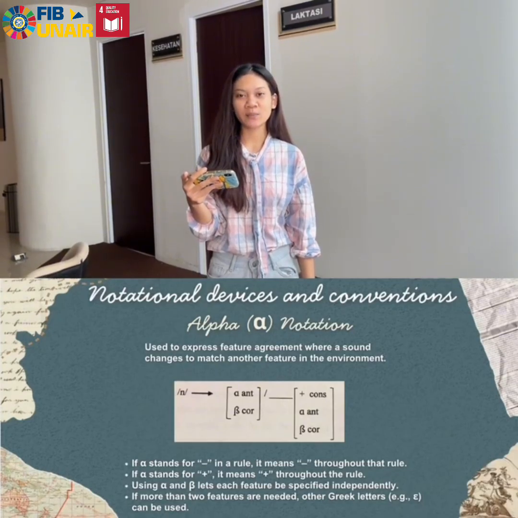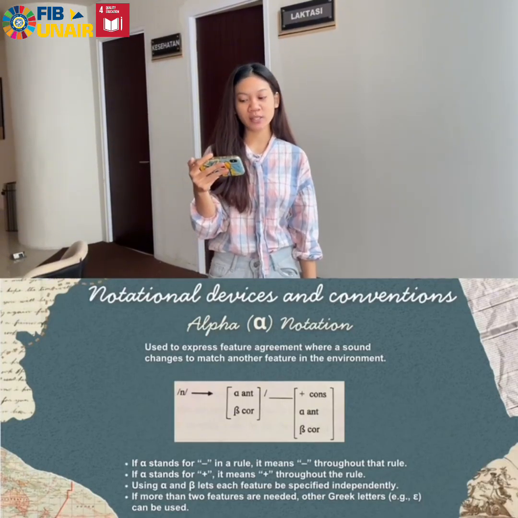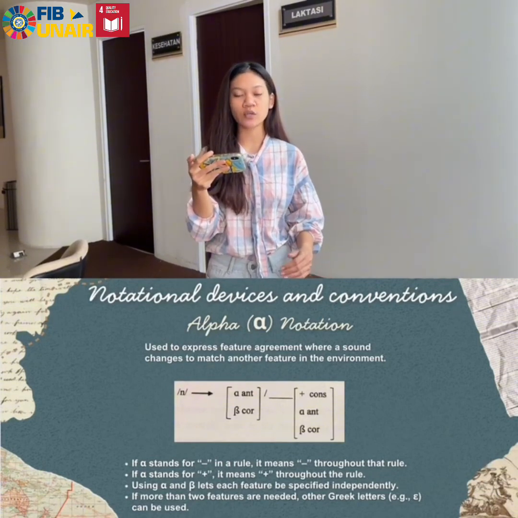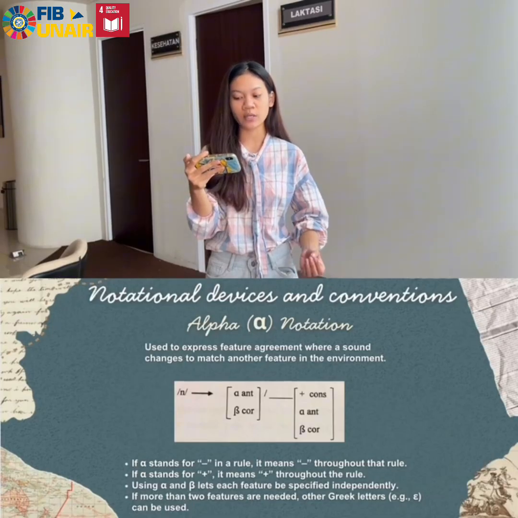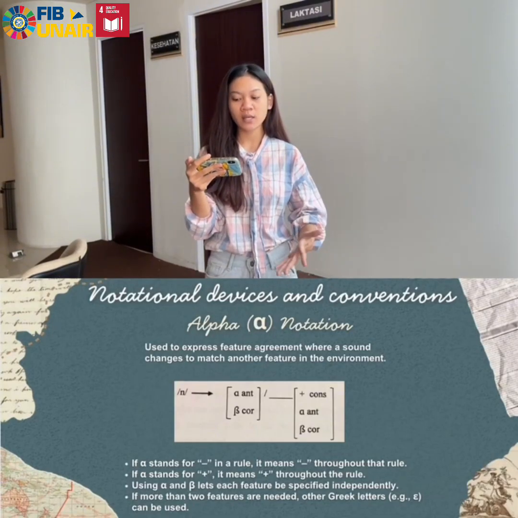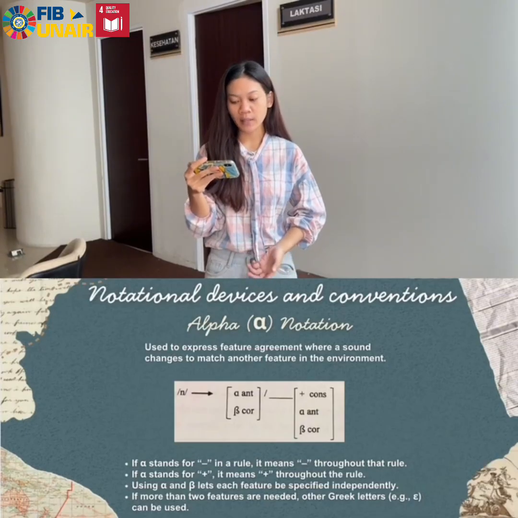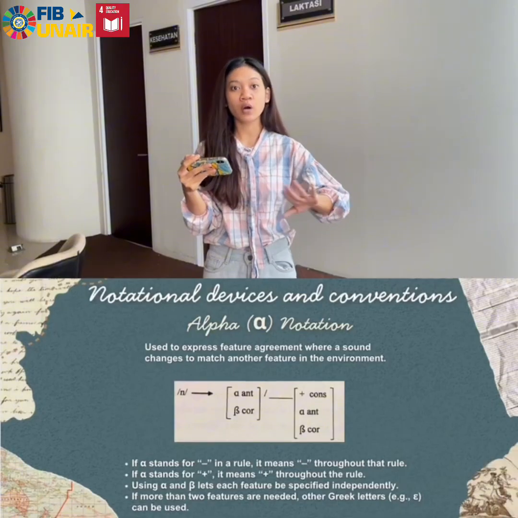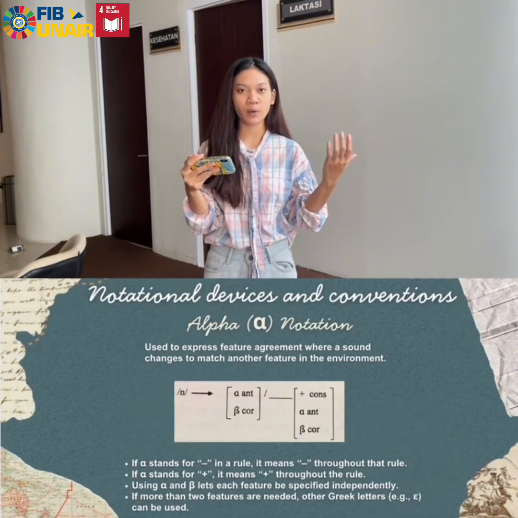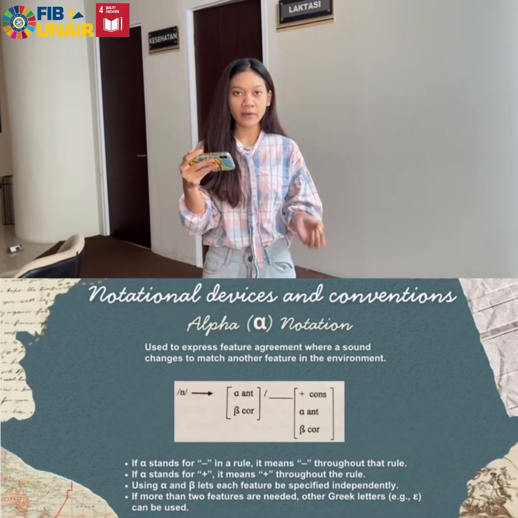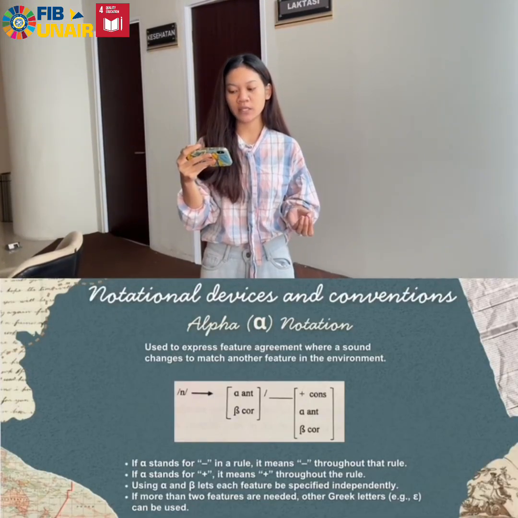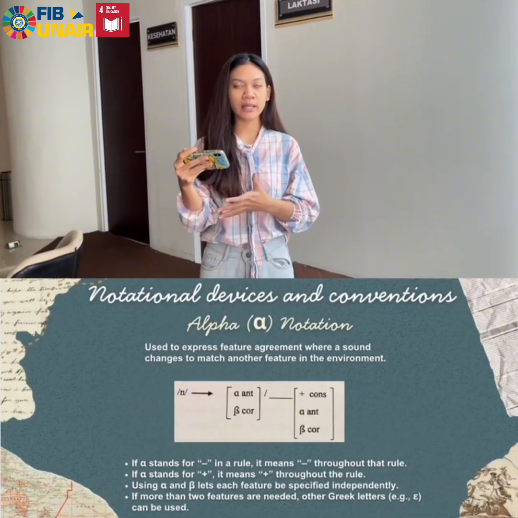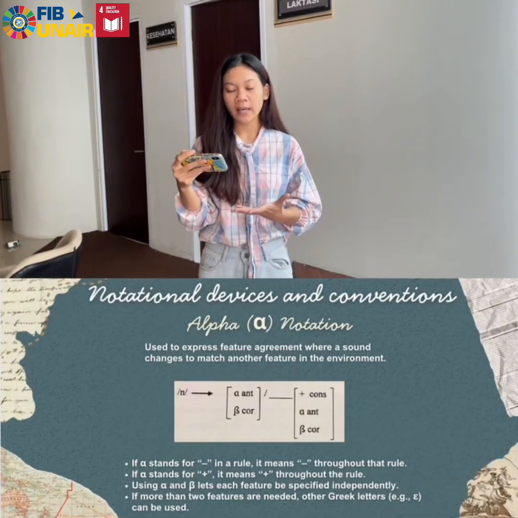Here I'm going to explain notational devices and conventions using alpha notation and beta notation. The alpha notation is used to express feature change agreement, where a sound changes to match another feature in the environment. So if alpha stands for negative, it means it's negative throughout the rule, and if it's positive, then it's positive throughout the rule. Using alpha and beta lets each feature be specified independently. If more than two features were needed, other Greek letters like gamma can be used.